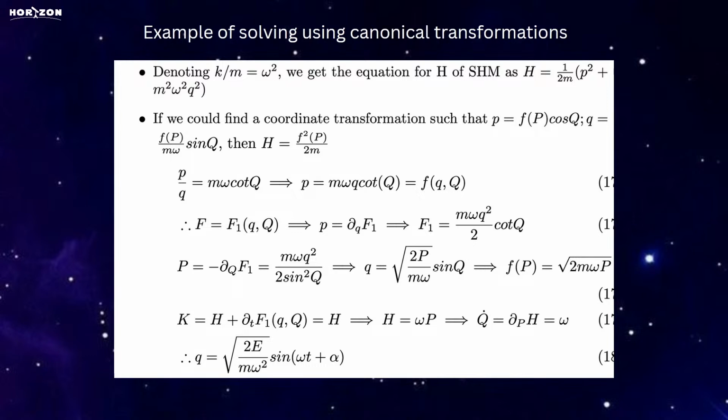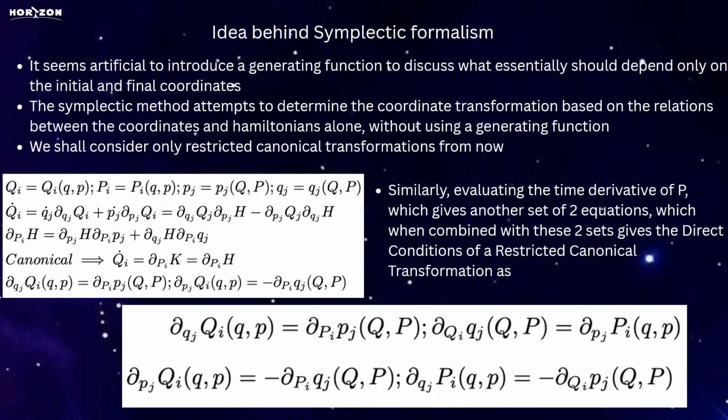Once we find the generating function, we can find the new Hamiltonian. We can find the position coordinates, frequency, everything. You can just find an explicit, clear solution for the system. So now let's look.